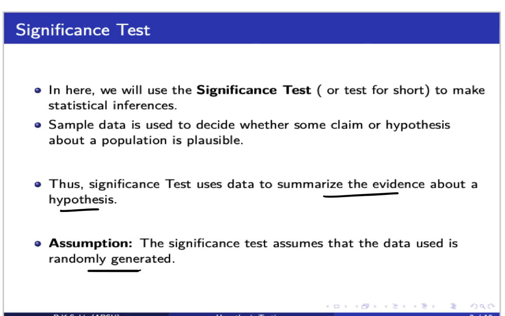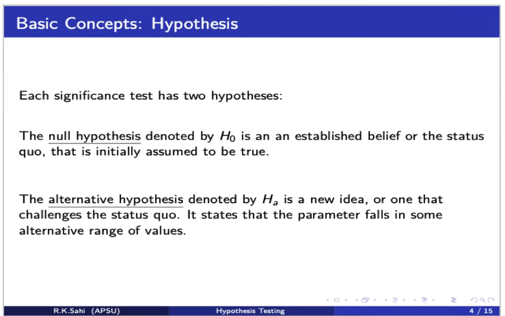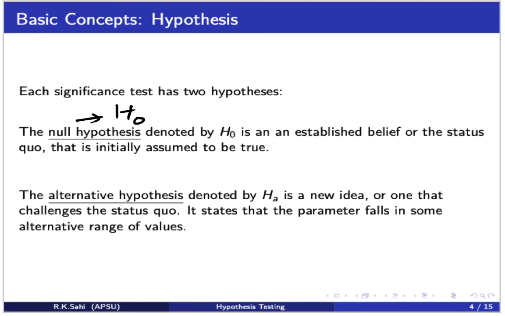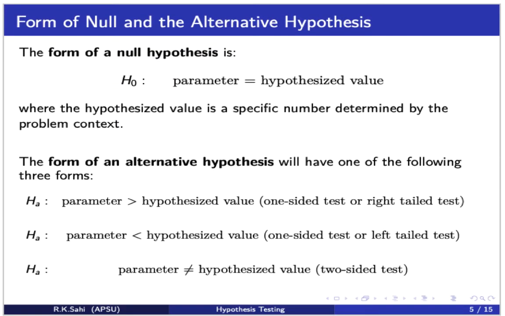Now, there are two kinds of hypotheses: the null and the alternative hypothesis. The null hypothesis, I hope you are now more comfortable with this by now, is denoted by H sub 0. It is assumed to be true, and the alternative hypothesis is a new idea which challenges the status quo. Okay, how do we represent that? The key points are, whenever you're having a null hypothesis, you always should have an equal sign and you will have a parameter on one side. And then the other side is going to be the numerical value or the hypothesized value.